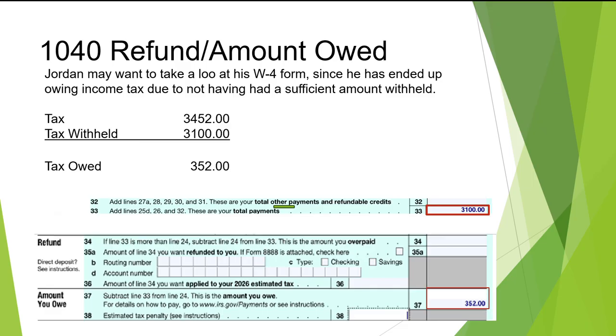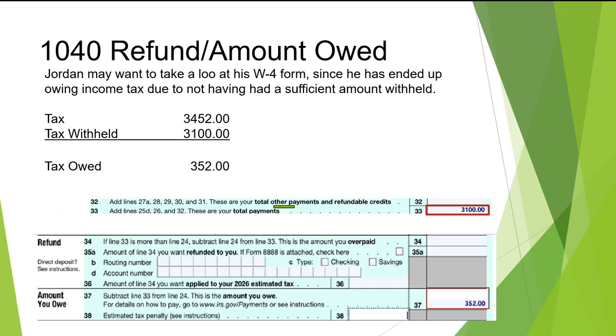At the next to last little section of the form is the section which calculates exactly how much was paid, how much was owed, and what the difference is. And I think I made a typo here, but Jordan may want to take a look at his W-4 form since he has ended up owing income tax due to not having a sufficient amount withheld. So Jordan's tax owed is $3,452. His tax withheld is $3,100. Jordan owes $352.